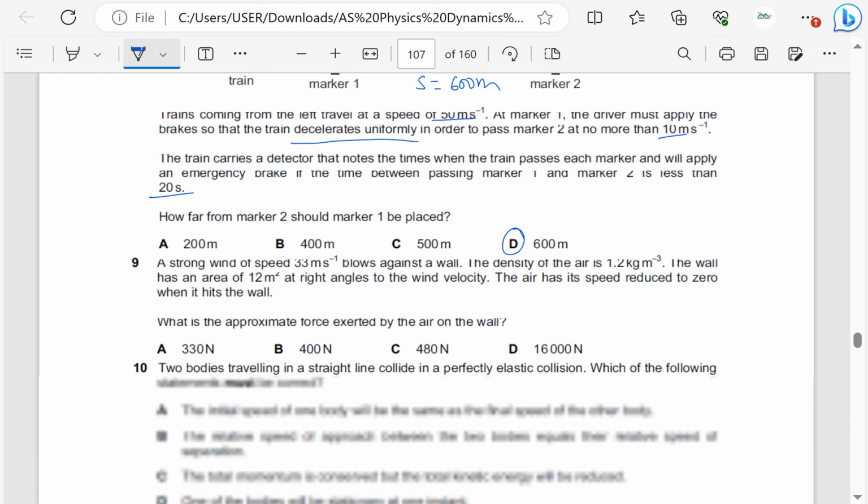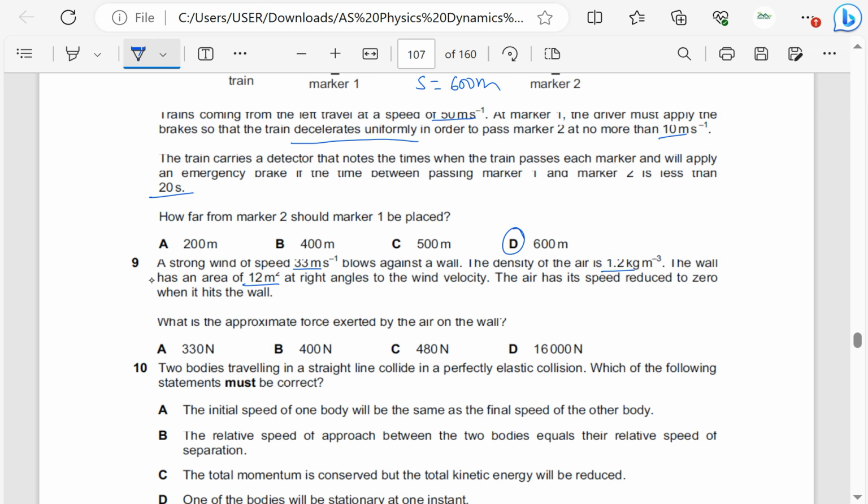A strong wind of speed 33 meters per second blows against a wall. The density of the air is 1.2 kilograms per meter cubed. The wall has an area of 12 meters squared at right angles to the wind velocity. The air has its speed reduced to 0, so from 33 to 0 when it hits the wall. What is the approximate force exerted by the air on the wall?